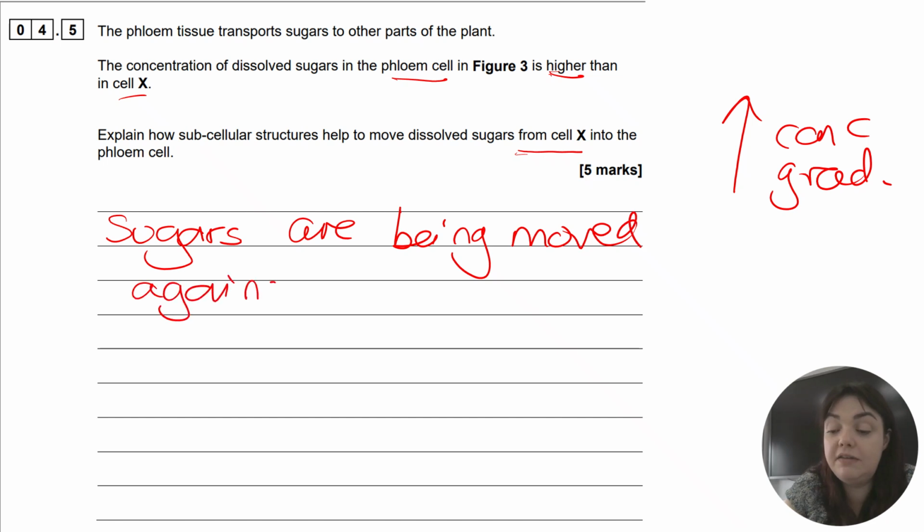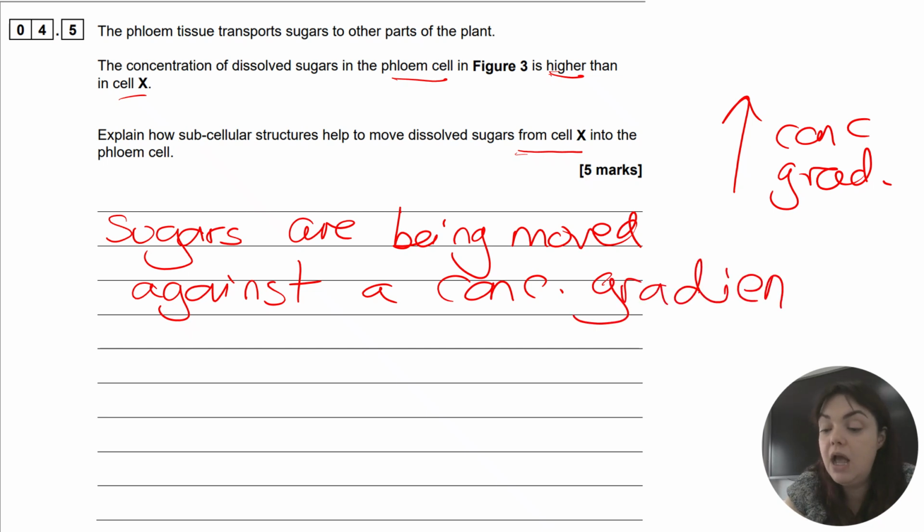All right, and then we need to define the process for this. I was going to put concentration gradient. Again, you make sure that you write the full thing. Via the process of active transport.